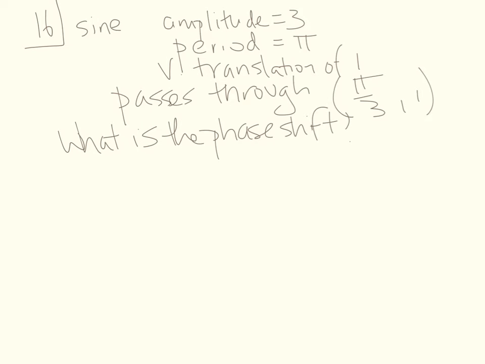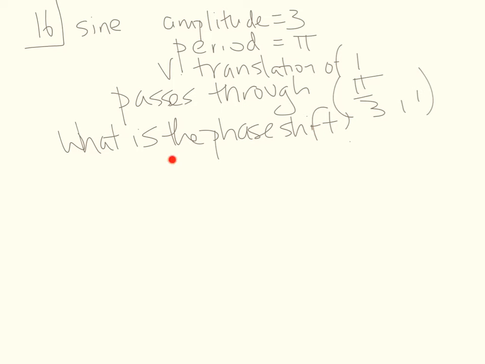Okay, for number 16, we know that a sine function has an amplitude of 3, a period of pi, and a vertical translation I'm going to assume upwards of 1. If it passes through the point pi by 3, 1, what is the phase shift?